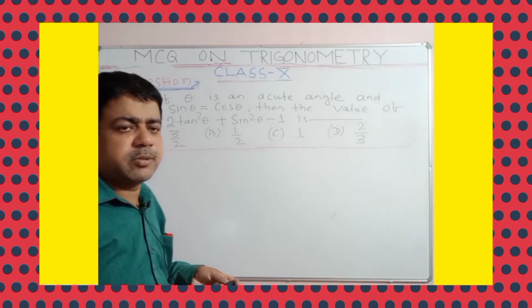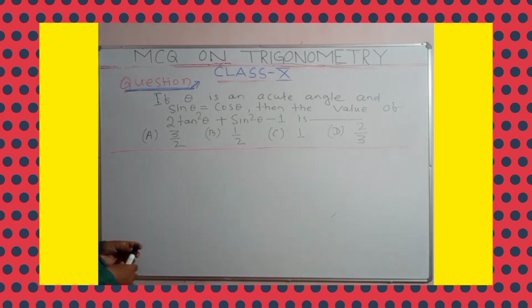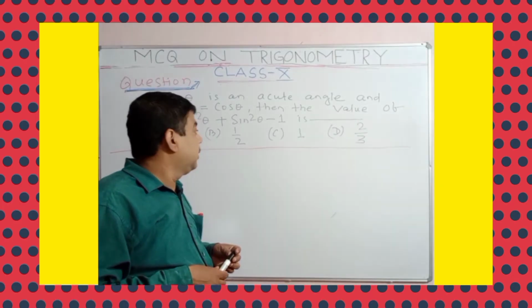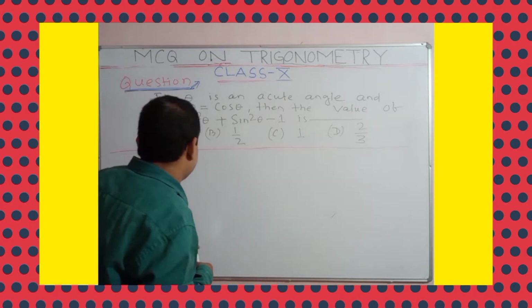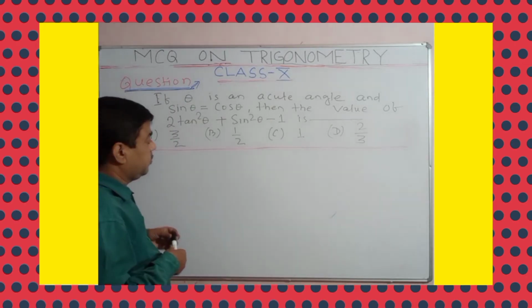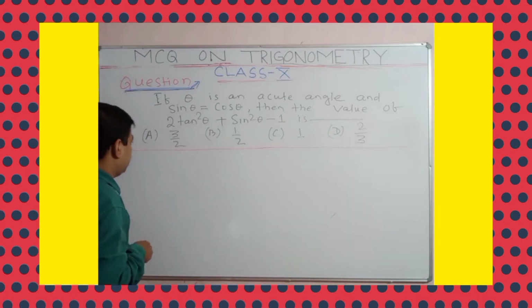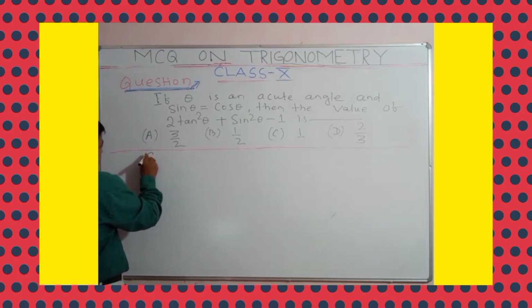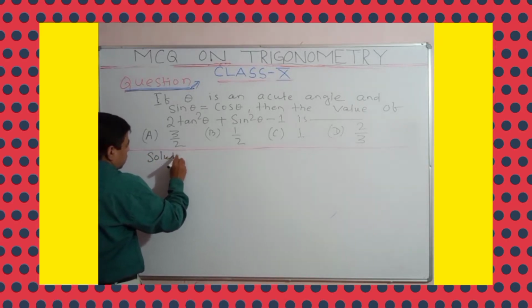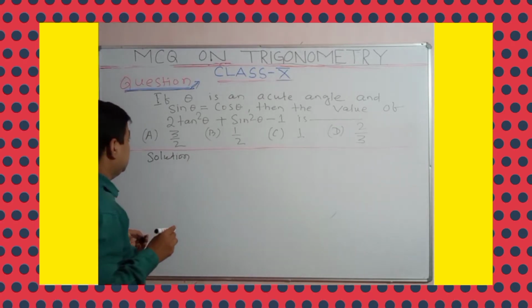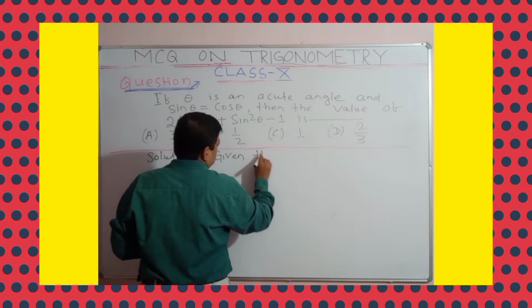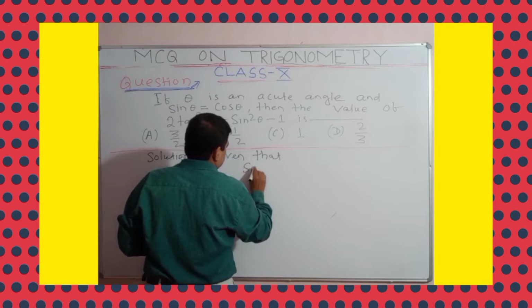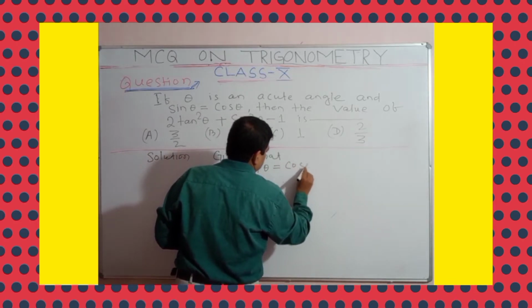Okay, my next question is: if theta is an acute angle and sin theta is equal to cos theta, then the value of 2 tan square theta plus sin square theta minus 1 is: option A 3/2, option B 1/2, option C 1, and option D 2/3. Understand? So theta is an acute angle, and it is given that sin theta is equal to cos theta.